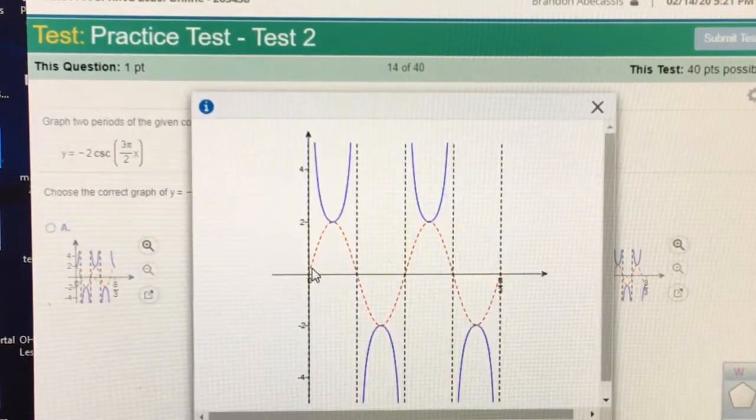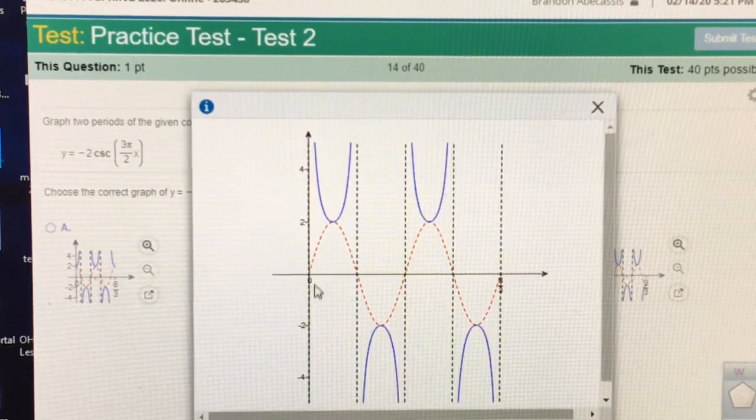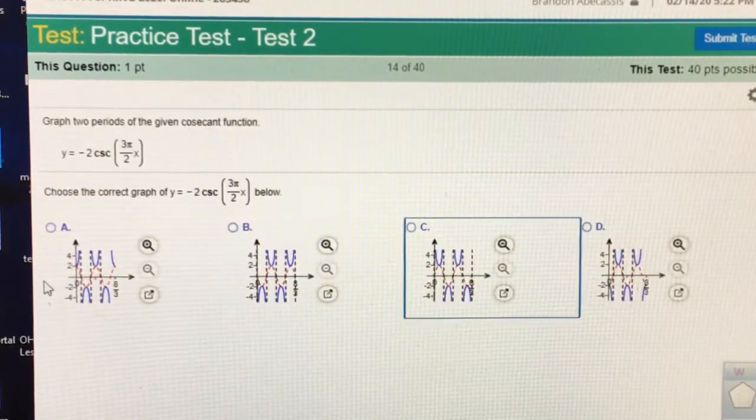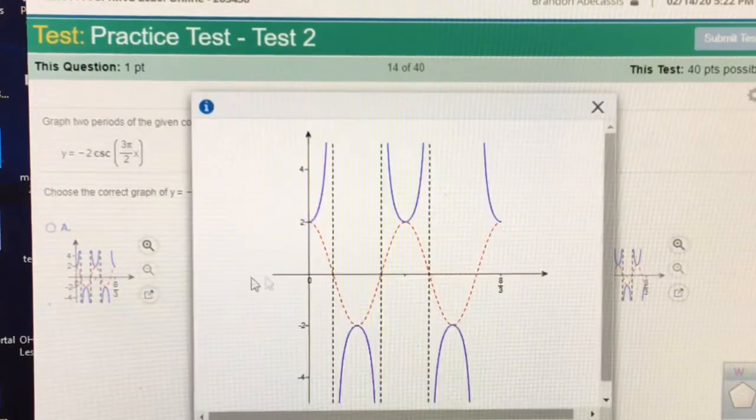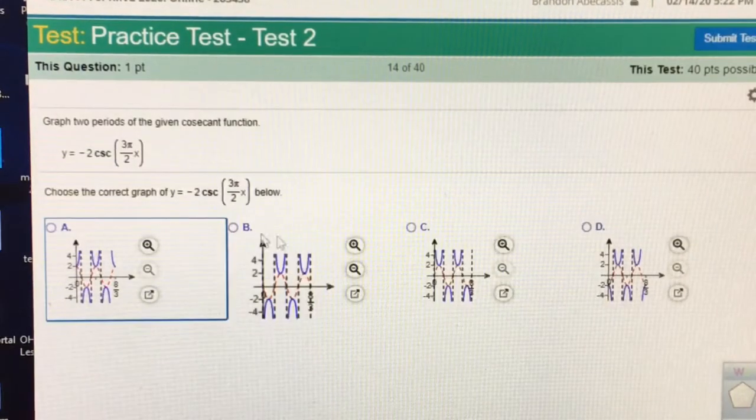Let's look at choice C. That's the sine graph, but the negative would make it go downwards. So it can't be C. Let's take a look at B. B has the look. It goes down, negative sine motion. Sine usually goes upward, but this one goes downward. Let's look at choice A. Choice A would be cosine. It starts up high. So it has to be choice B.